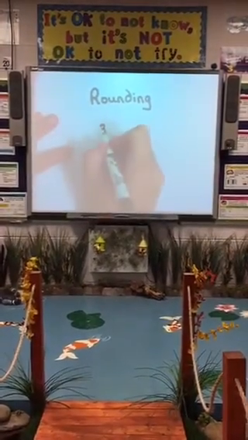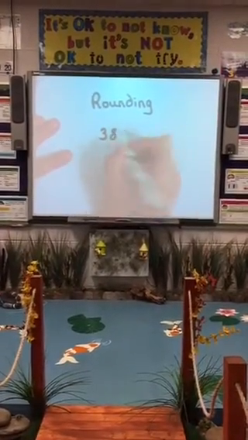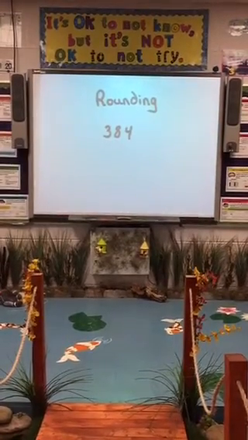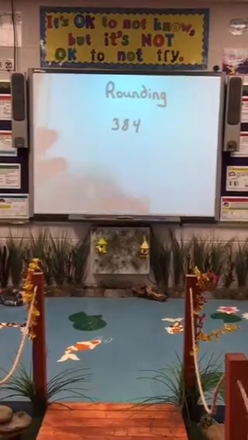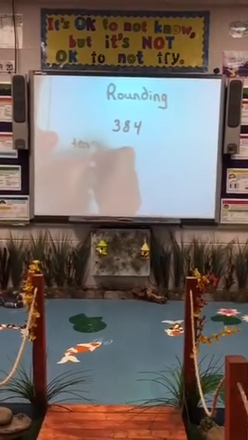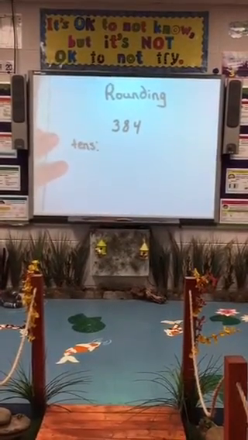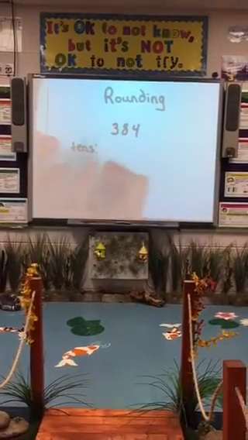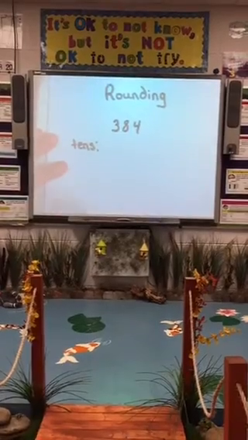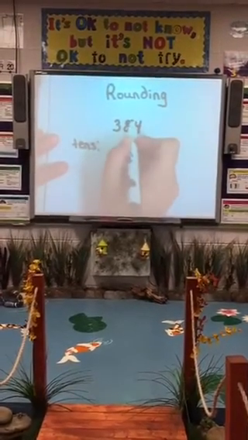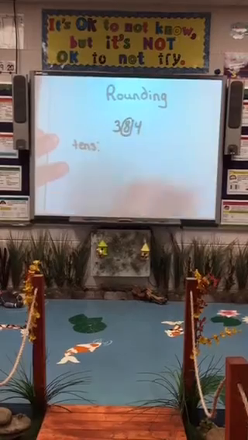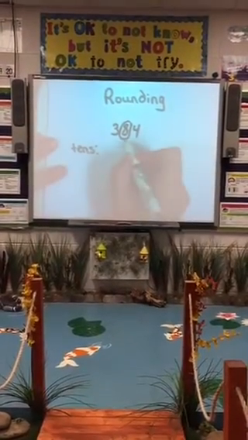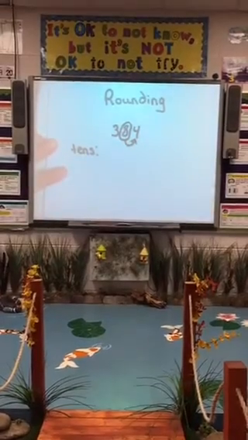Let's start with 384. We're going to round this to the nearest tens and the nearest hundreds. So first we're going to do the nearest tens. Alright, there is an 8 in my tens place, the 4 is in the ones place, 8 is in the tens place, 3 is in the hundreds place. So the 8 in the tens place, I'm going to circle that because that's the place I'm rounding to, my nearest tens. I'm going to look to the digit to the right, it's a 4.